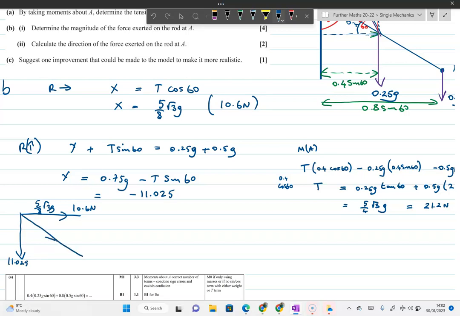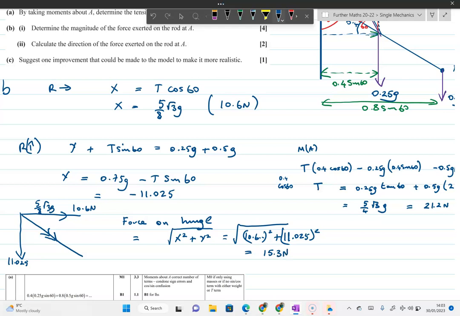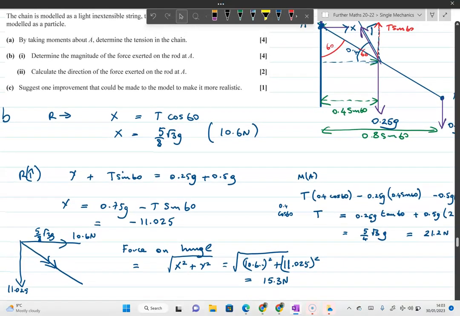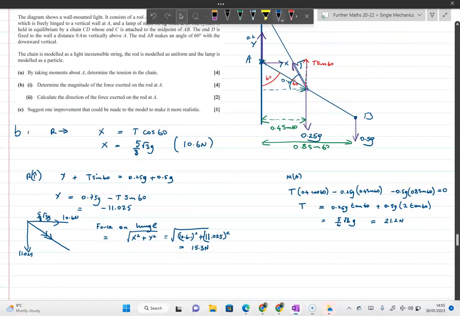So we want this bit here. We can do a bit of Pythagoras on that. Force on hinge equals the square root of x squared plus y squared, which is equal to the square root of 10.6 blah blah blah squared, making sure you use exact, plus 11.025 squared, and that comes to 15.3 newtons. That's the magnitude of the force exerted on A. Let me do a bit more tidying up. That's actually the first part of B.